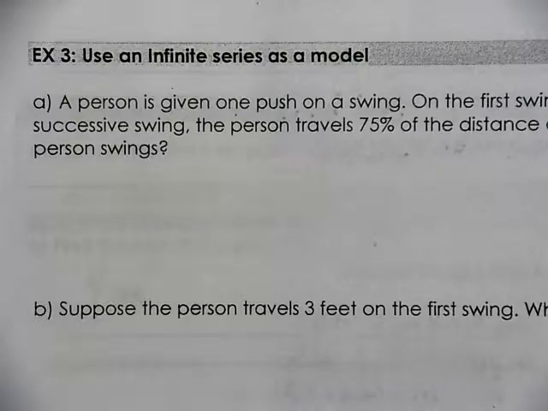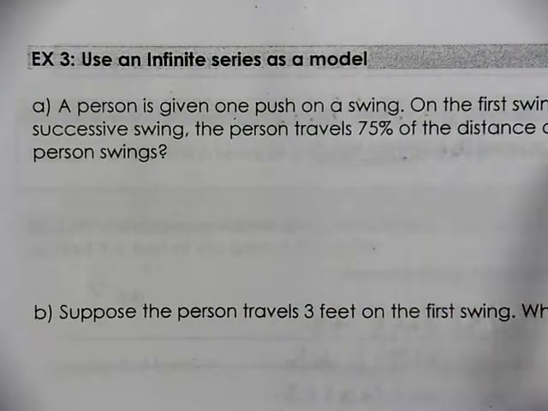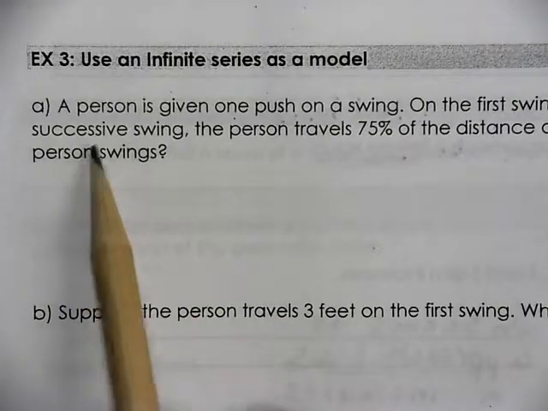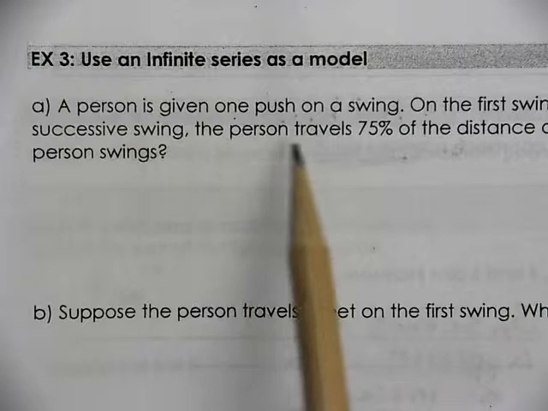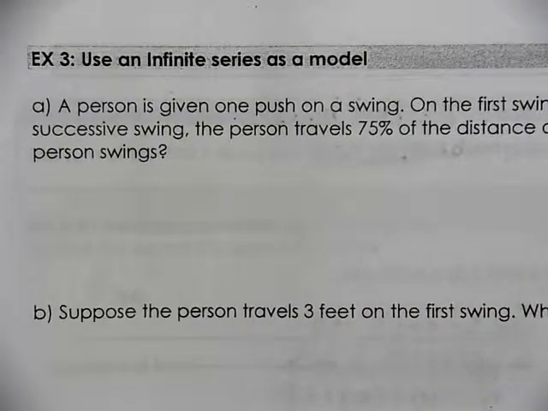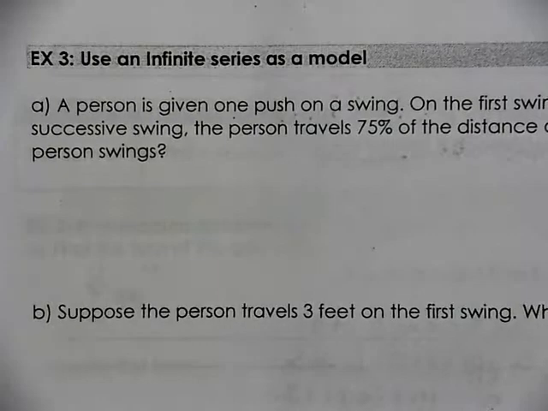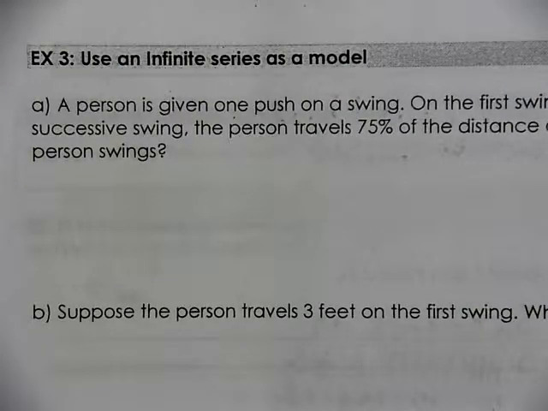On the next side of our notes, we're going to use this concept of an infinite geometric series. A person is given a push on a swing. On the first swing, the person travels a distance of 4 feet. On each successive swing, the person travels 75% of the distance of the previous swing. What is the total distance the person swings? So the person's going to only travel 75% of the previous swing.